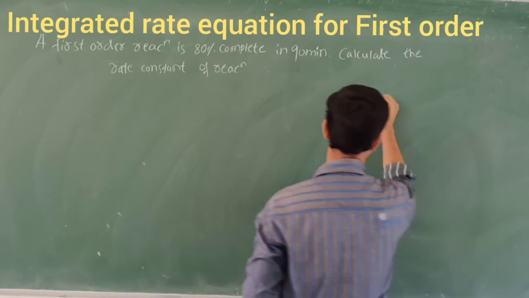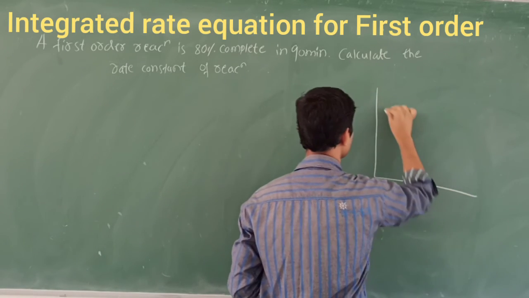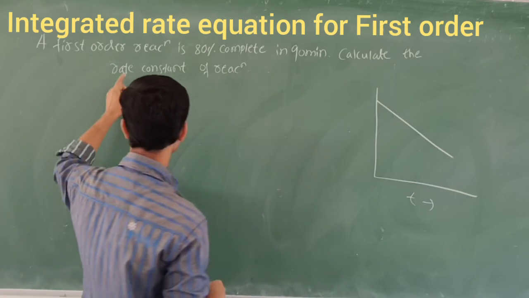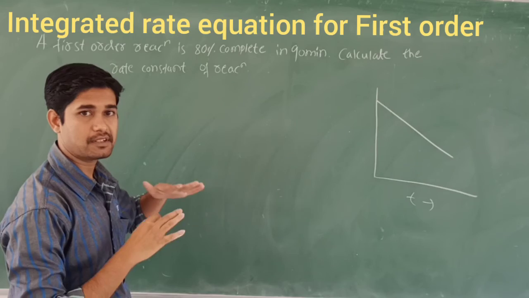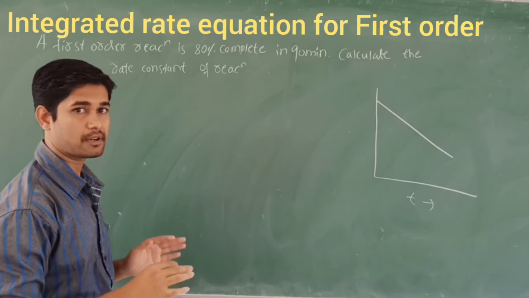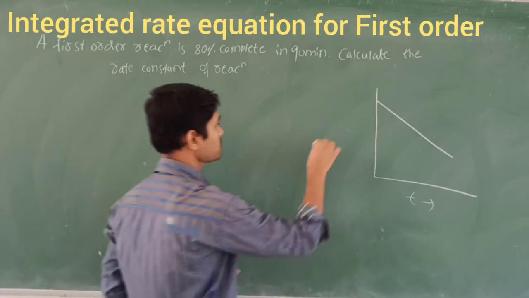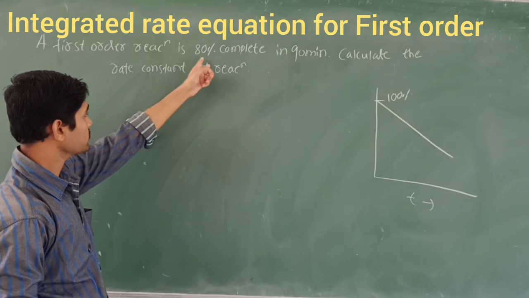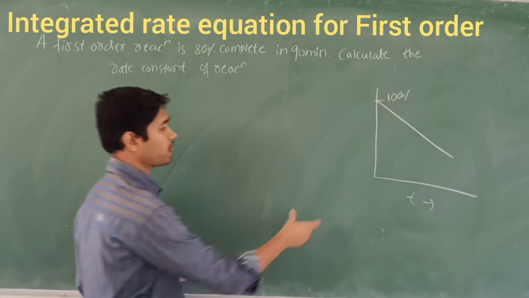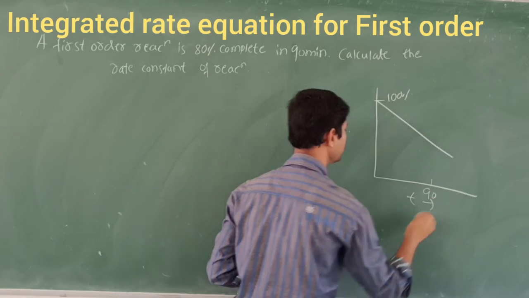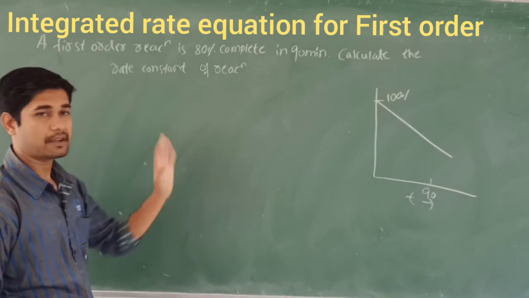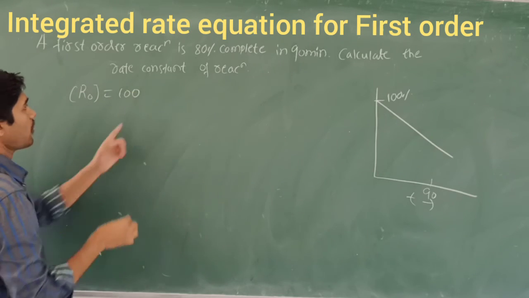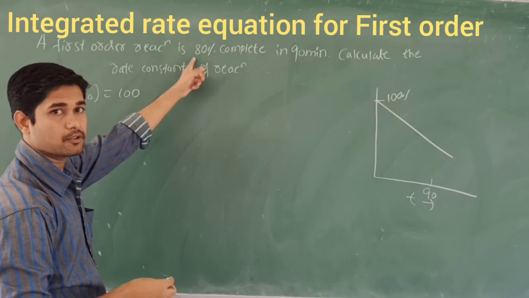So I am going to put it in a graph to understand this question very simply. This is the graph, this is the concentration, this is the time. Here it is asked that the first order reaction is already 80% completed. Initially it was 100%. After 90 minutes, 80% is already complete, so the reaction has completed to 80%. I am going to take the initial concentration as 100.